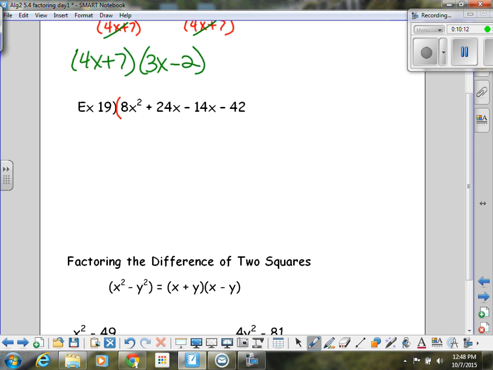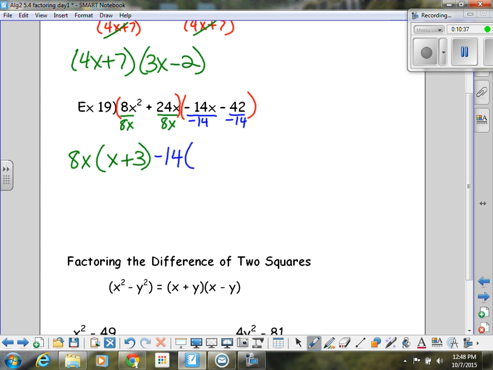So I'm going to group first 2 and last 2. I'm going to factor out the greatest common factor. So here that would be 8x. So I would have 8x, and what's left over is just x plus 3. Over here, my greatest common factor is negative 14. I can divide each of those by negative 14. So when I do that, that gives me x plus 3.